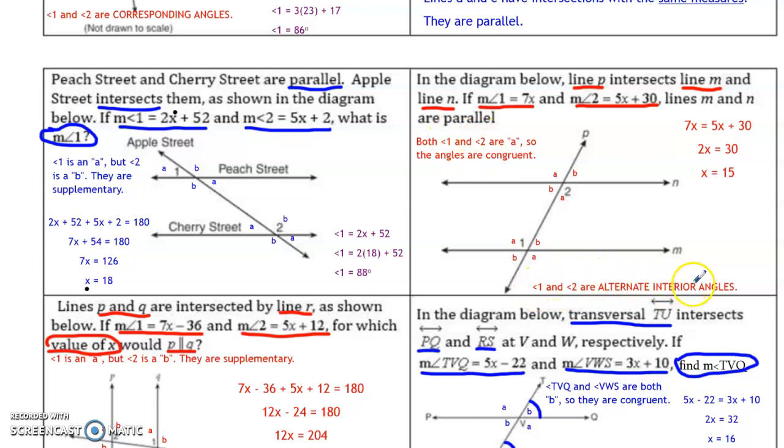Angles 1 and 2 are alternate interior angles. That means they are on different sides of the transversal and they're between the two parallel lines. Both angles 1 and 2 are A's when we do our ABBA method, so that means we're going to set them equal to each other. X is equal to 15.